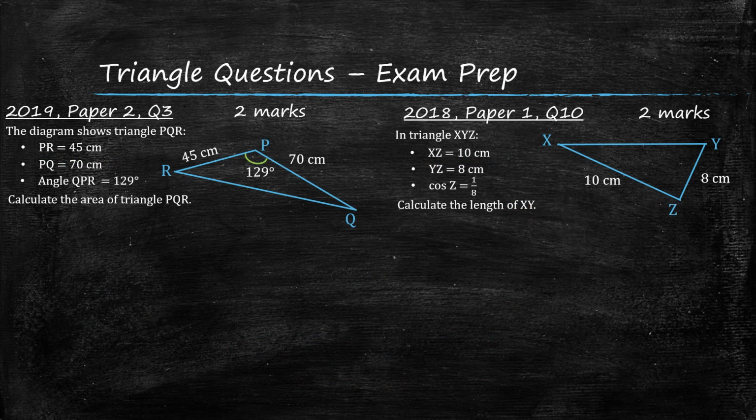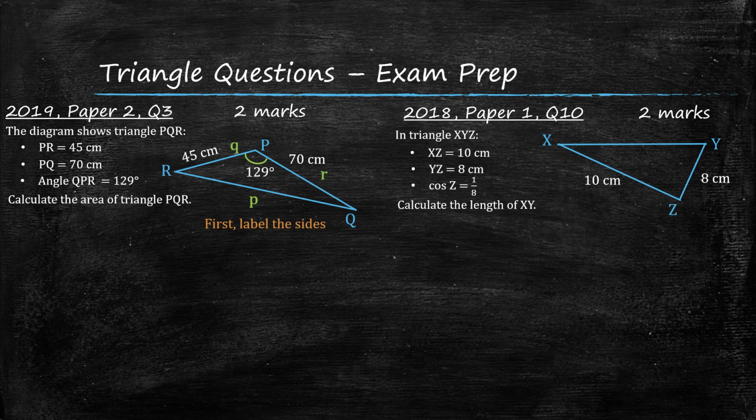Our next 2 questions are on non-right angled triangles. So in 2019 paper 2 question 3, for 2 marks, the diagram shows triangle PQR. PR is 45 centimeters, PQ is 70 centimeters, and angle QPR is 129 degrees, an obtuse angle. Calculate the area of triangle PQR. Okay, first thing we want to do is label the sides. Side P is opposite point P, side Q is opposite point Q, and side R is opposite point R.